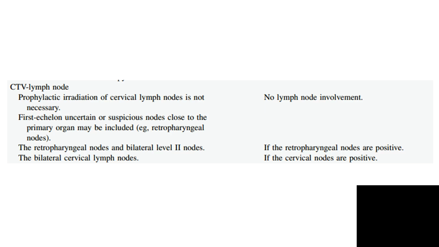Next, we're going to talk a bit about the CTV of lymph node. Prophylactic lymph node irradiation in nasal NKT cell lymphoma is not recommended if there is no gross lymph node involvement. But as we mentioned earlier, if there is retropharyngeal node involvement or positivity, both of the retropharyngeal nodes need to be included in the CTV. And if there is a positive cervical node, then bilateral cervical nodes need to be contoured.